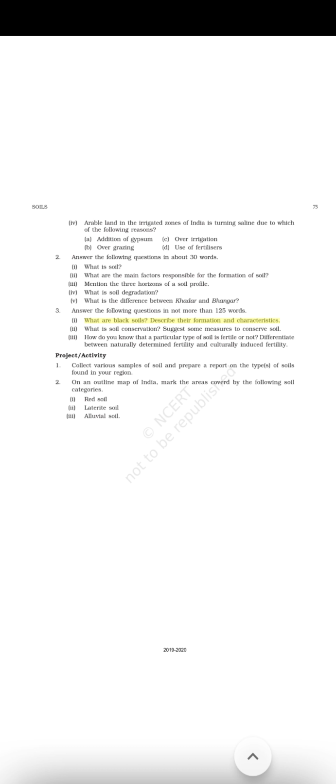(i) What are black soils? Describe their formation and characteristics. (ii) What is soil conservation? Suggest some measures to conserve soil. (iii) How do you know that a particular type of soil is fertile or not? Differentiate between naturally determined fertility and culturally induced fertility.